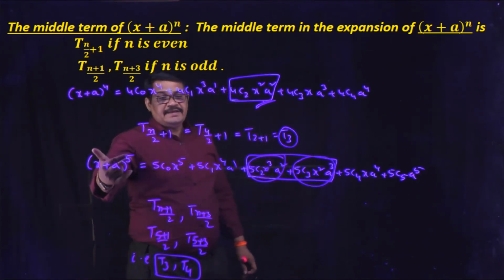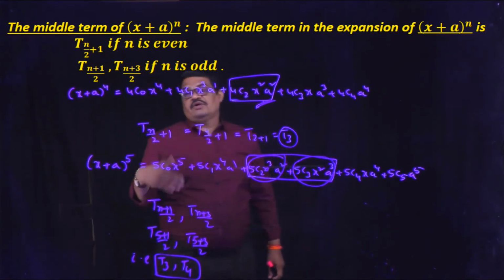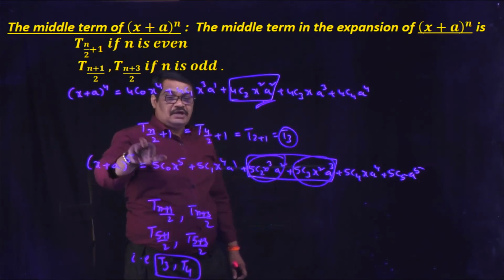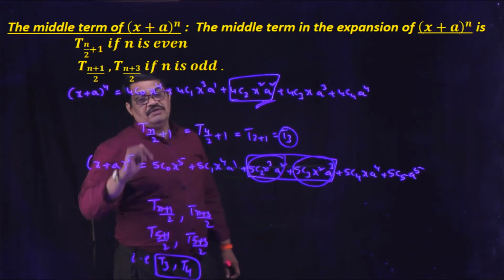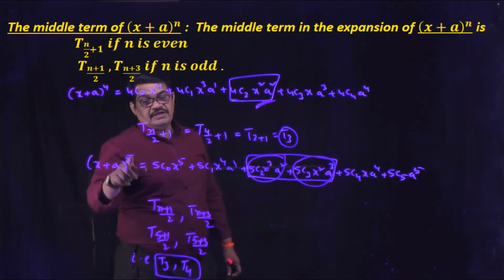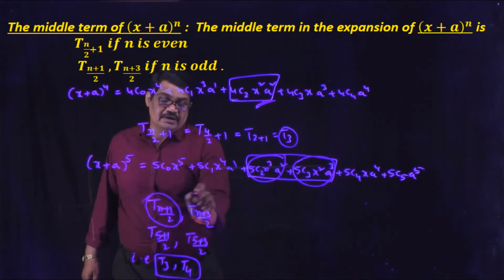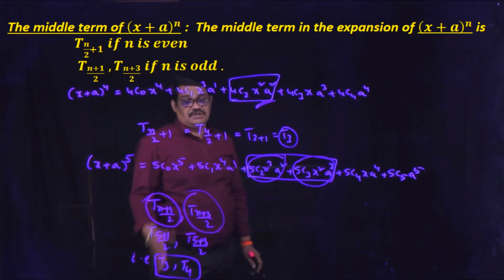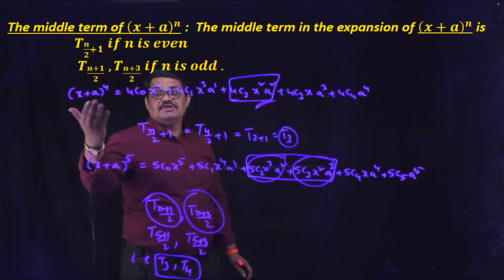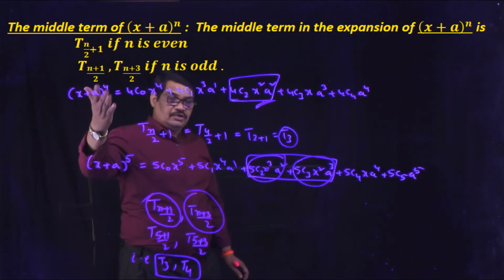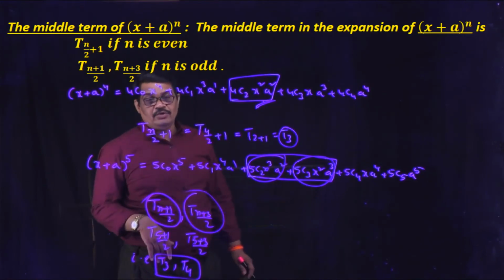If n is an odd number, then we have two middle terms. If n is even, then we have only one middle term, that is T(n by 2 plus 1). If n is odd, then we get two middle terms, T((n plus 1) by 2) and T((n plus 3) by 2). These are the two middle terms in the expansion of (x plus a) whole power 5. In the expansion of (x plus a) whole power 4, n is even, so we get only one middle term, T(n by 2 plus 1).